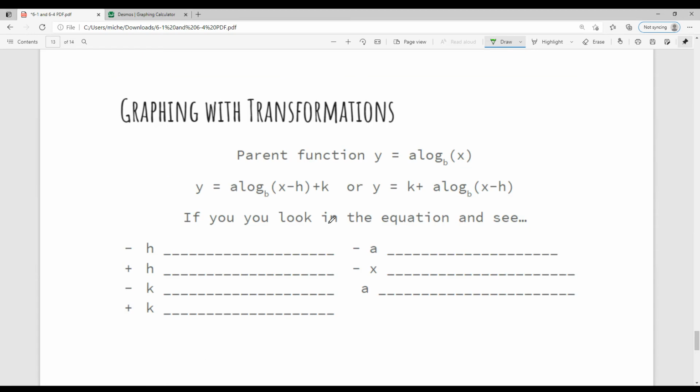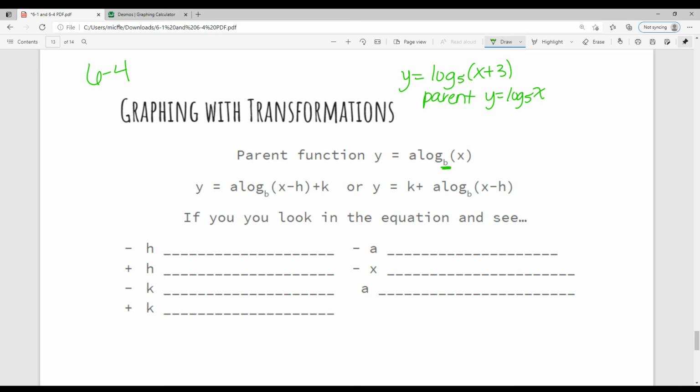Now with log functions, go back to section 6.4. Graphing with log functions. So we'll have our parent function, and your parent function is based on that base. So if you have y equals log base 5 of x plus 3, your parent function is going to be y equals log base 5 of x. So if you know what log base 5 of x looks like, then I could see what happens with log base 5 of x plus 3.